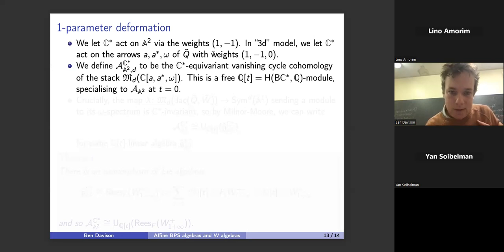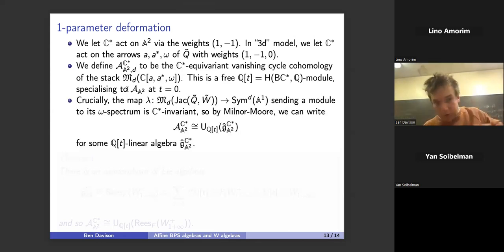But anyway, this algebra with the C star added in is really a sort of flat family of algebras over the affine line, such that if I specialize t equals 0, I recover the original CoHA. So crucially, because I've been quite careful about the weights, recall that the way we got the coproduct structure was by just remembering the generalized eigenvalues of omega. And because I've made sure that C star doesn't scale omega at all, this morphism that sends me to my generalized eigenvalues, I've still got it.